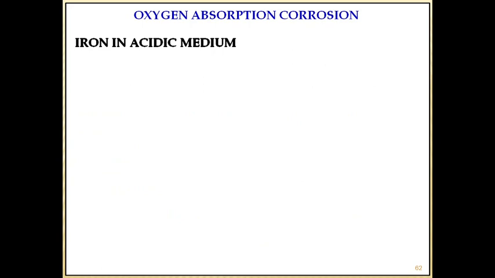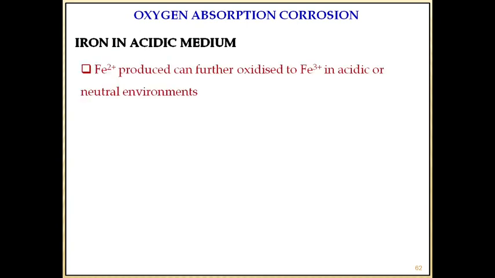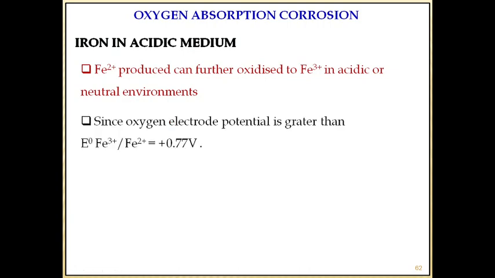So in acid medium, there is a peculiar thing happening. In oxygen absorption corrosion in acid medium, there's a peculiarity for iron corrosion. Once the Fe2+ ion is produced, it further gets oxidized to Fe3+. Once Fe2+ is produced by this mechanism, it readily gets oxidized to Fe3+.